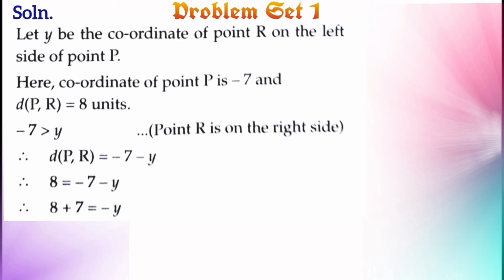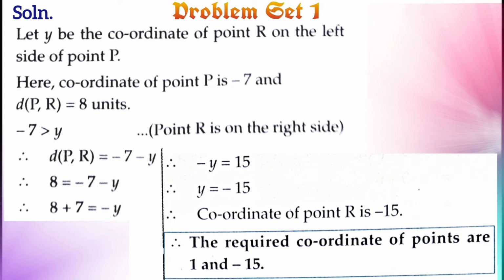So 8 plus 7 equals -y. 8 plus 7 is nothing but 15. So minus y is equal to 15, but a variable can never be negative. So that's why y is equal to -15 is the answer. So now we got the next point also. -15 is the right answer.